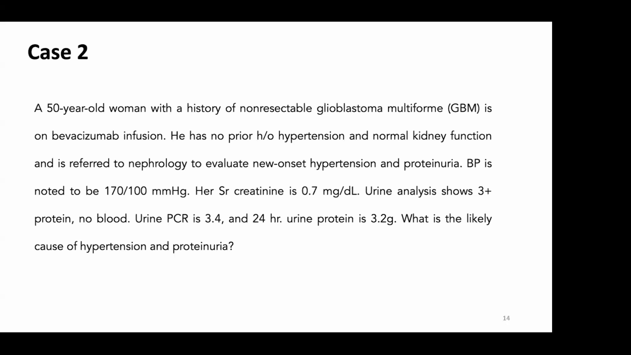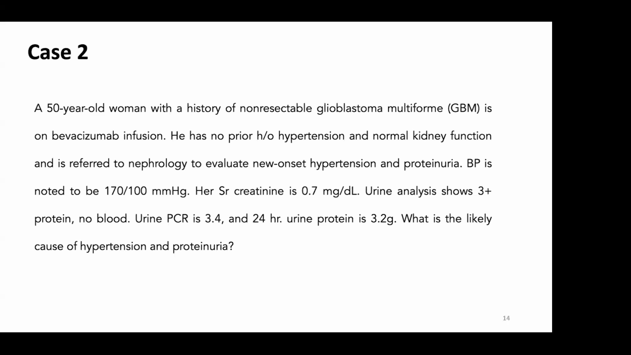Because it is a deep-seated glioblastoma, they decided not to operate and instead treat her with Avastin infusion, also called bevacizumab, which is a vascular endothelial growth factor inhibitor. She does not have any prior history of hypertension, has a normal kidney function, and she is referred to nephrology for evaluation of new onset hypertension and proteinuria.